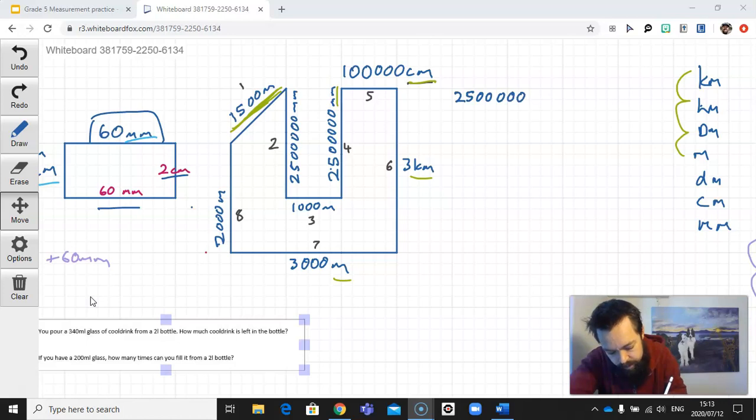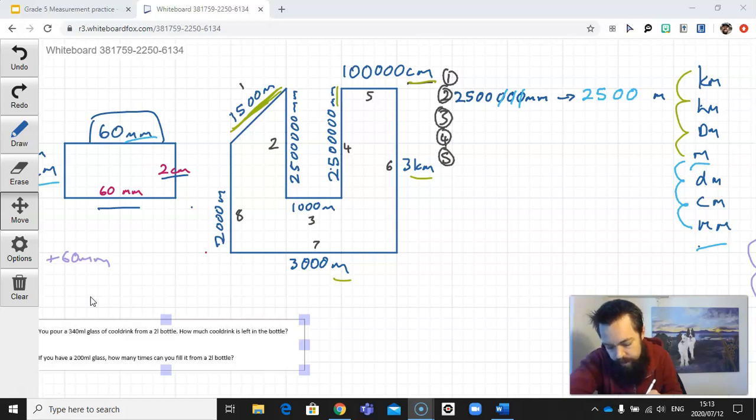2,500,000 millimeters, and I wanted to make that into meters. All right, well, let's see. We were going from millimeters to meters. 1, 2, 3. 3 jumps. We get rid of 3 zeros. So we now have 2,500 meters. Okay, so that's number 2. Number 4 happens to be the same as well. Okay, so number 1, 2, 3, 4, 5, 6, 7, and 8. Those are the 8 different measurements.